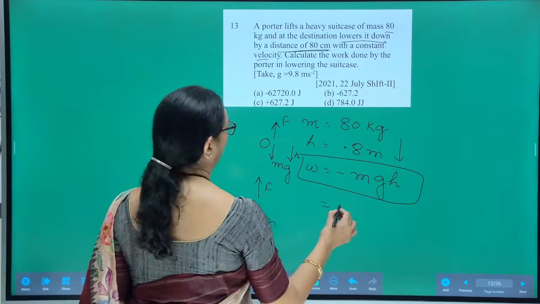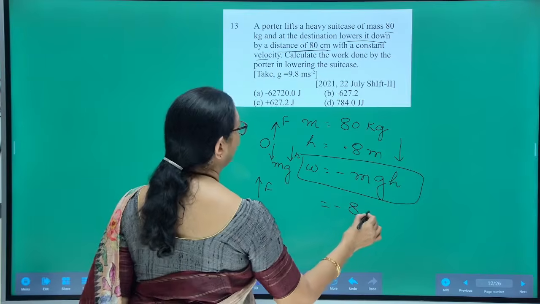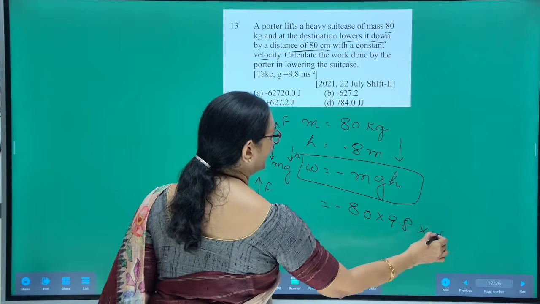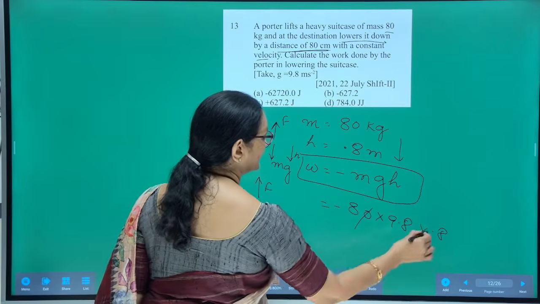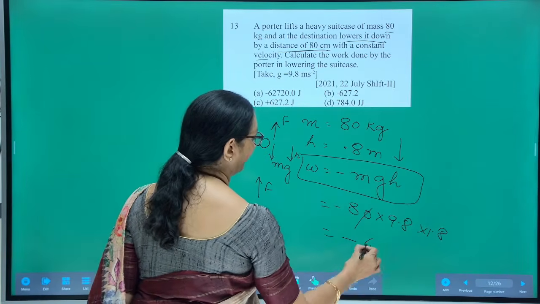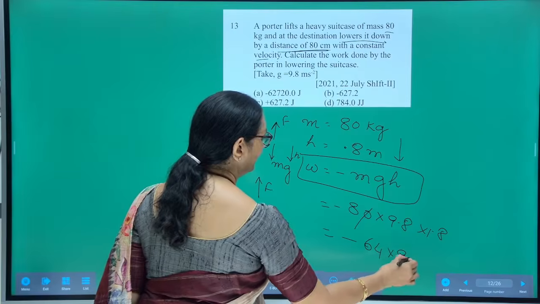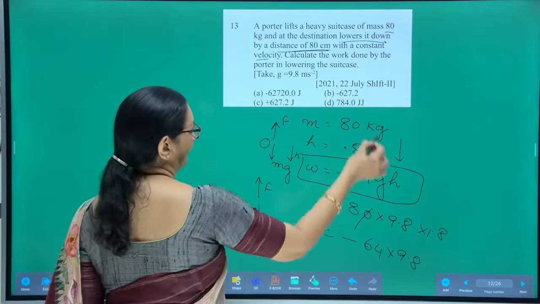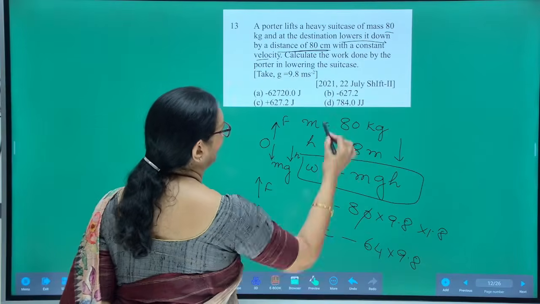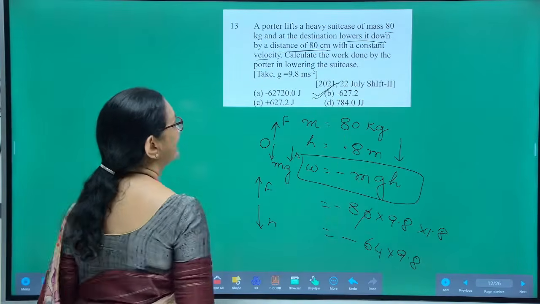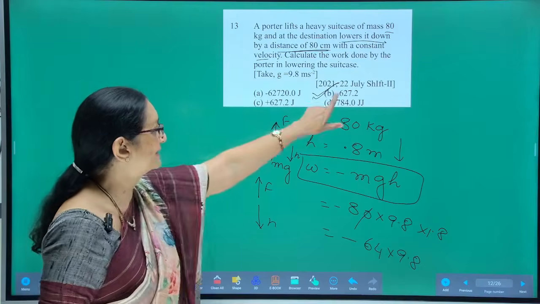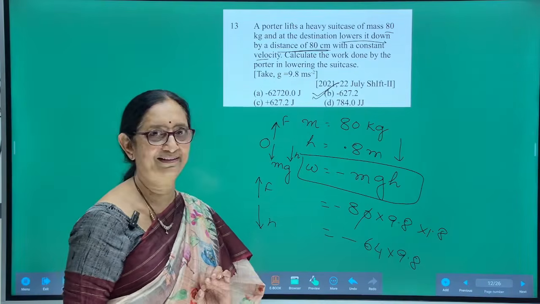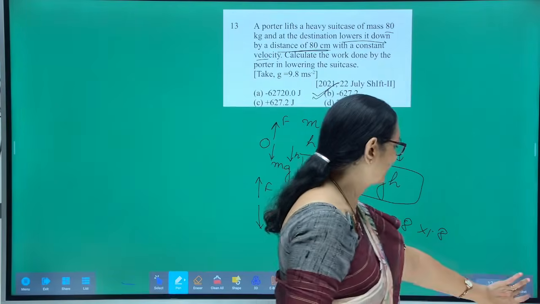So, this is minus m is 80, g is 9.8 and h is 0.8. So, 80 into 0.8 is 64, into 9.8, it will be 627. If g is 10, it is 640. So, nearly it is 627. Answer is minus 627.2 joules, right. So, next problem.